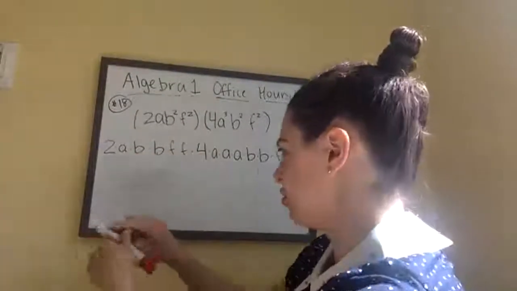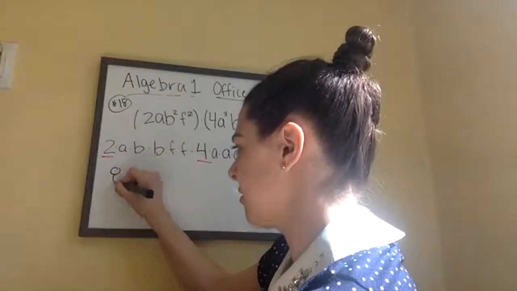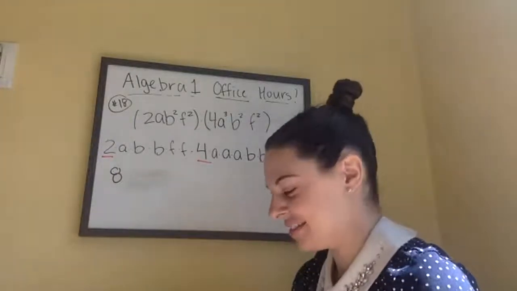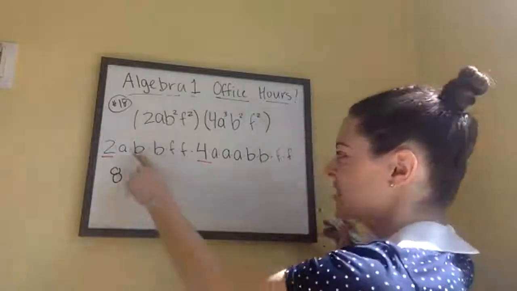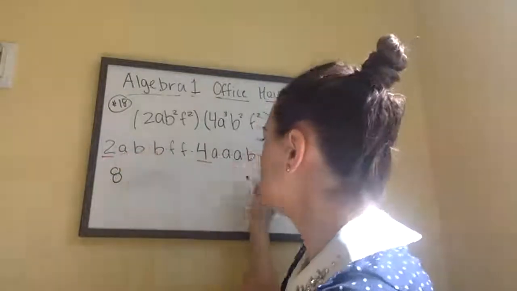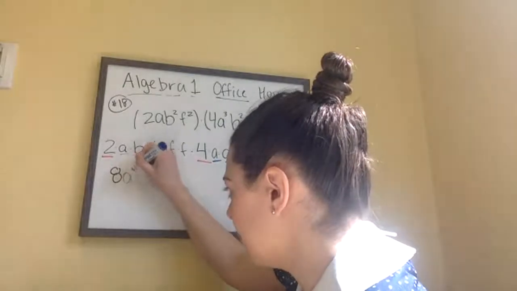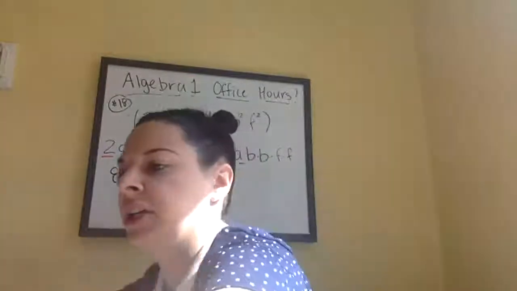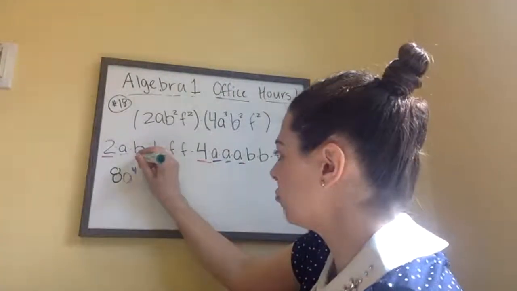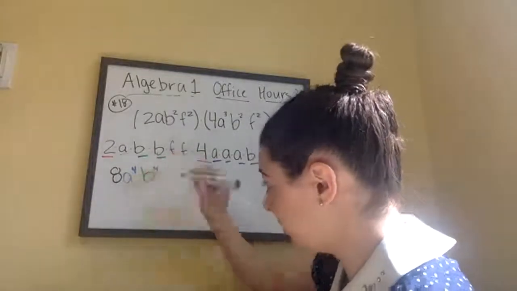I noticed that the 2 and the 4 multiply together to give me 8. And now's the fun part. I get to count all the A's, all the B's, and all the F's. If I take a look, there are 1, 2, 3, 4 A's. So that means A to the 4th. And now we get to count the B's, which is fun. The B's, there's 1, 2, 3, 4 B's, so B to the 4th.